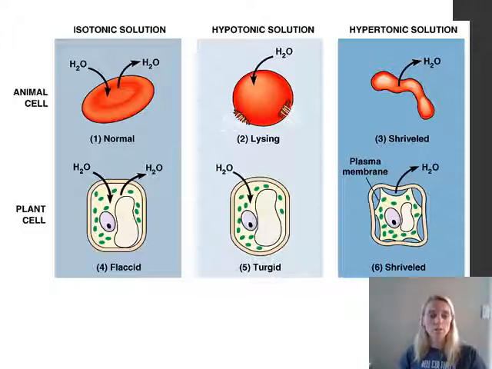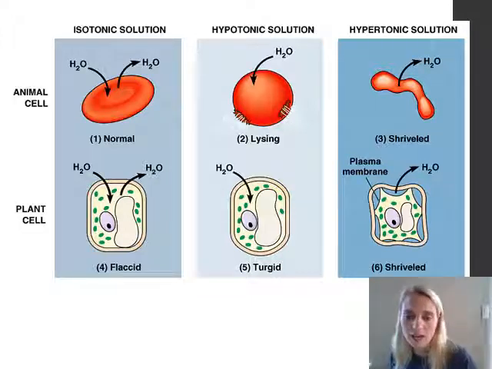So let's take a look at that first box. This is the isotonic solution. Again, remember, isotonic means same concentration. So in the animal cell, water will move in at the same rate water will move out. And in the plant cell, it's the same idea. You're at equal concentration, so osmosis is going to happen, but there's no net gain of water and no net loss of water.